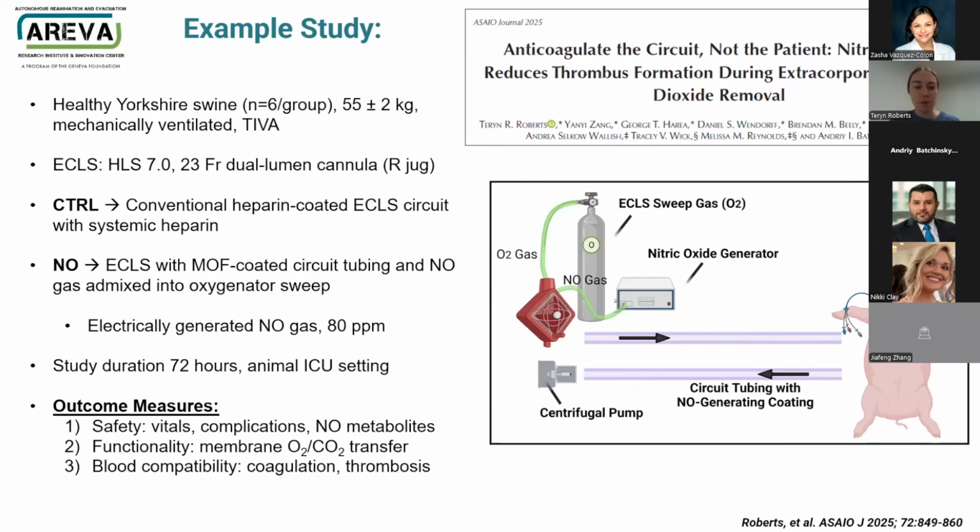We used a cardio help system and an HLS-7 oxygenator. The oxygenator itself was completely unmodified. And we would follow these animals for 72 hours. We didn't give the treatment nitric oxide group any systemic anticoagulation other than a bolus at the time of cannulation. And then for our control group, we just use an HLS-7 oxygenator as is from the manufacturer, and we do give systemic, continuous, unfractionated heparin infusion to target an ACT of 150% of baseline. Our key outcome measures were to look at safety of the approach, also functionality. We want to make sure the nitric oxide isn't affecting gas transfer through the oxygenator, and then an extensive look at blood compatibility.